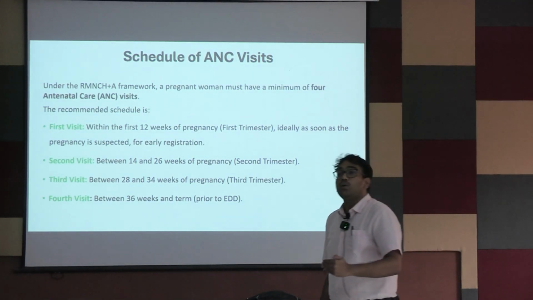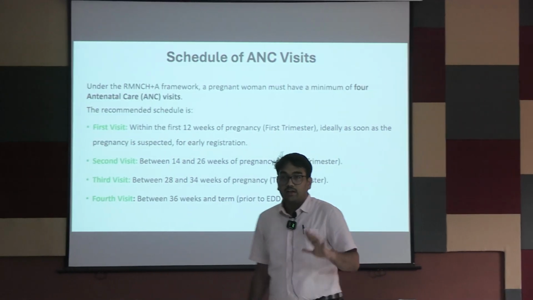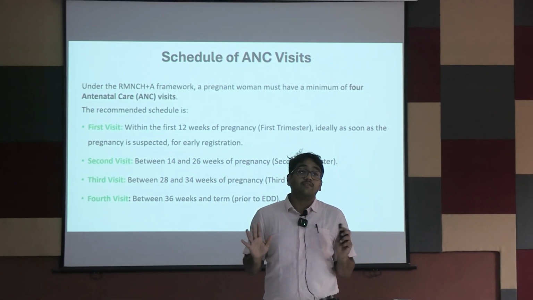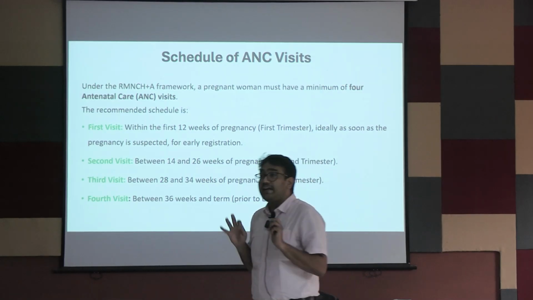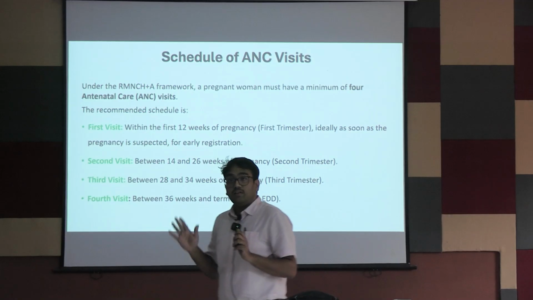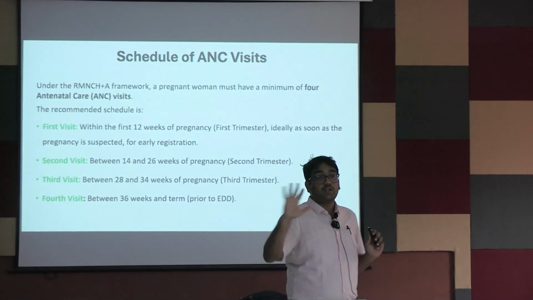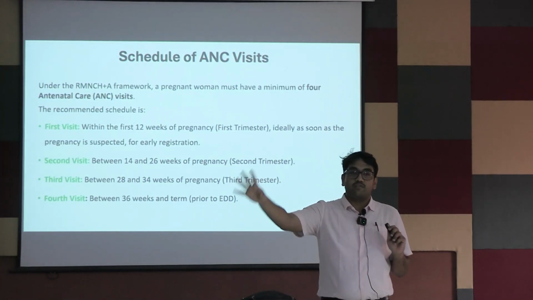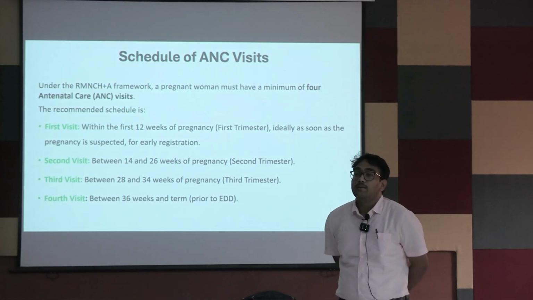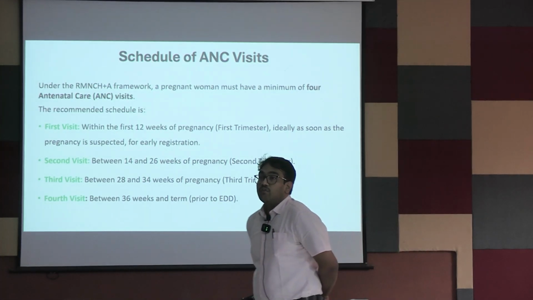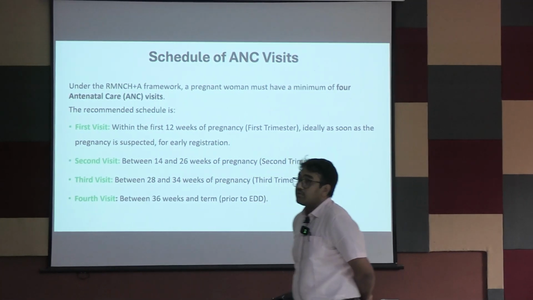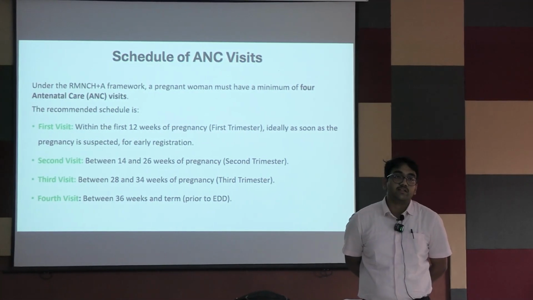That is when they are going for safe confinement. We know that now we want 100% institutional deliveries. We do not want any delivery to be occurring at homes. So between 36 weeks and term, they will go to the health center or the first referral unit or the hospital, wherever it is planned, and they will get admitted for safe confinement. So these are the minimum 4 antenatal checkups that should be done.